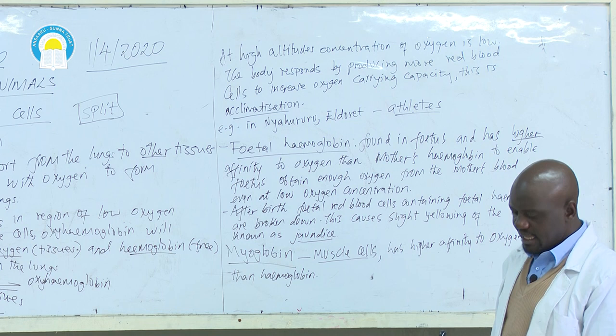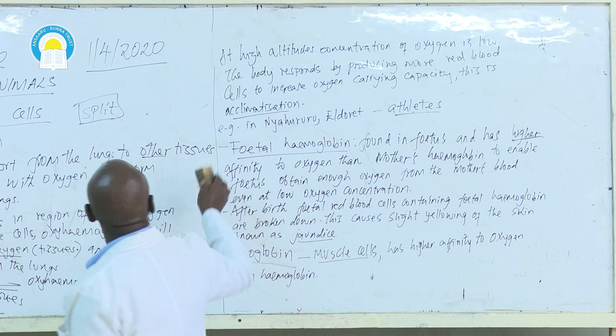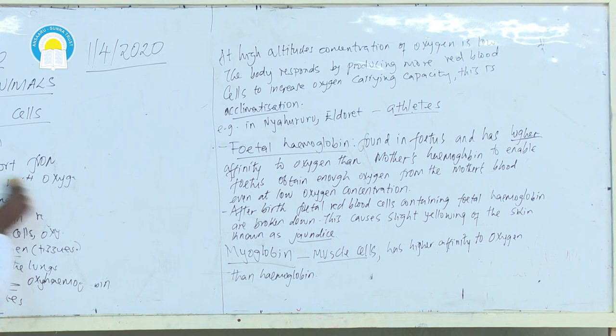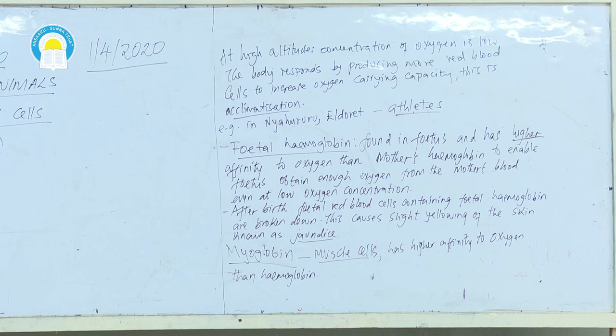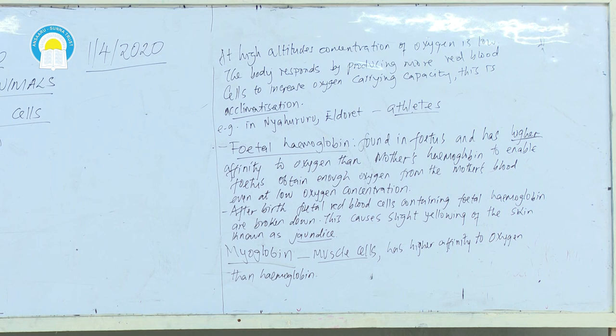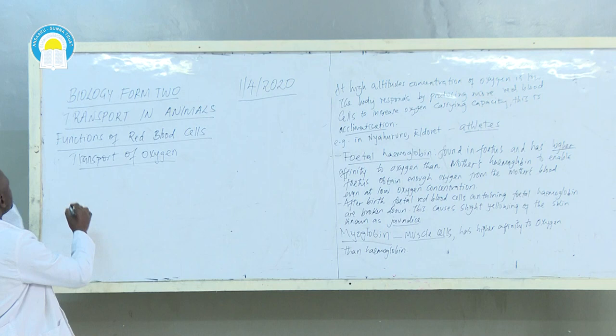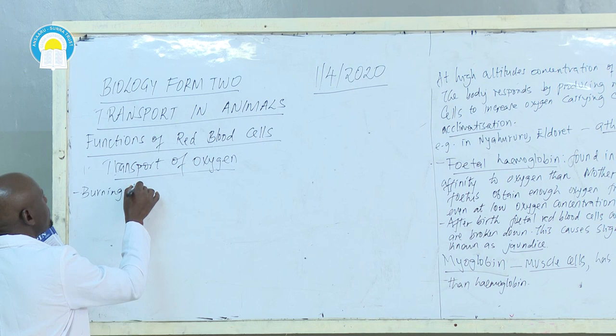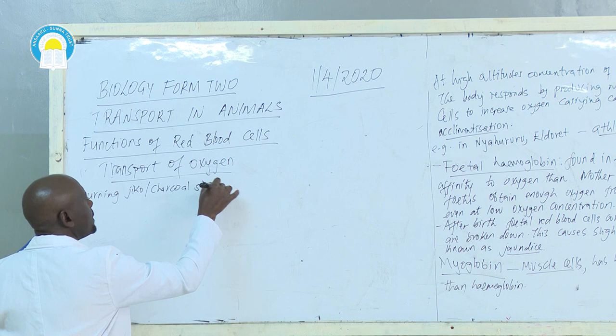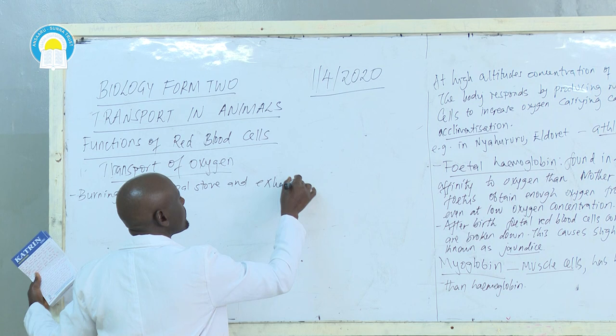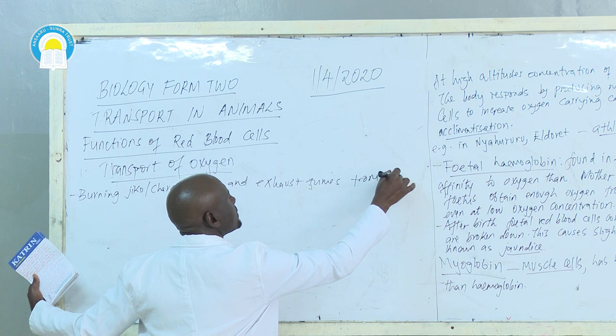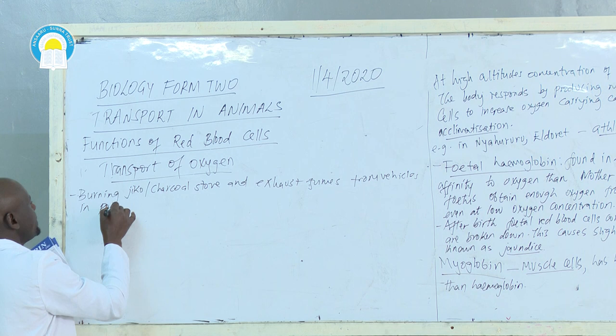Then we have something else that we need to mention, which is very important when we come to oxygen. Remember, the body needs oxygen. So there are some instances where the body may not receive enough oxygen. And a very good example is when there is a burning jiko, or what we call the charcoal stove, and the exhaust fumes from vehicles, and these will be in poorly ventilated rooms.